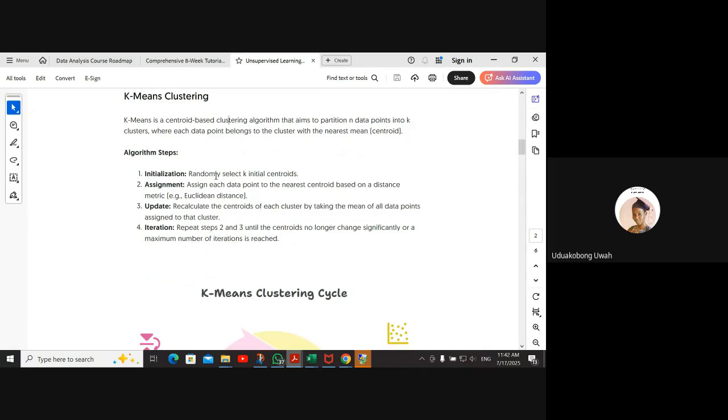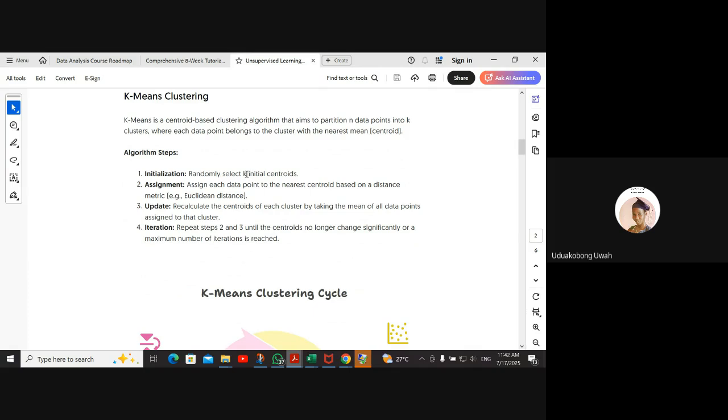So let's see the process. It randomly selects K initial centroids. Don't let this K confuse you, because this K is a constant, which is usually known before you even start. Let's say maybe you want to group things into two clusters.